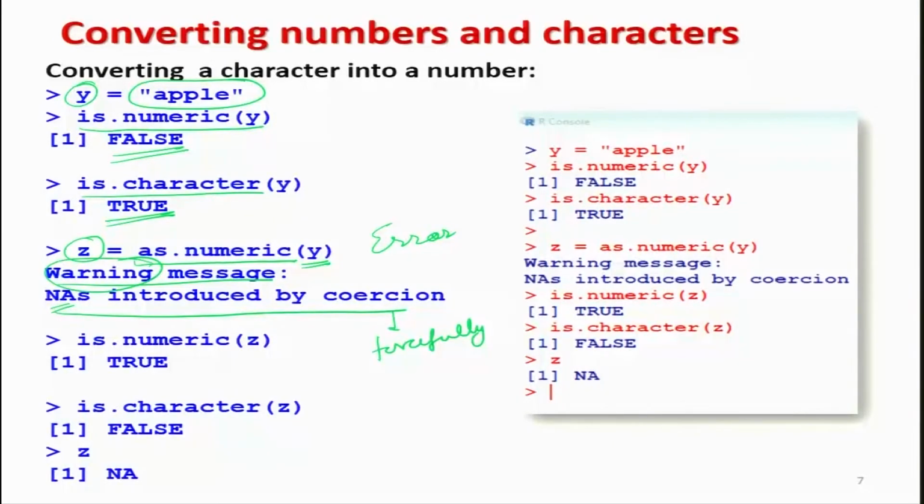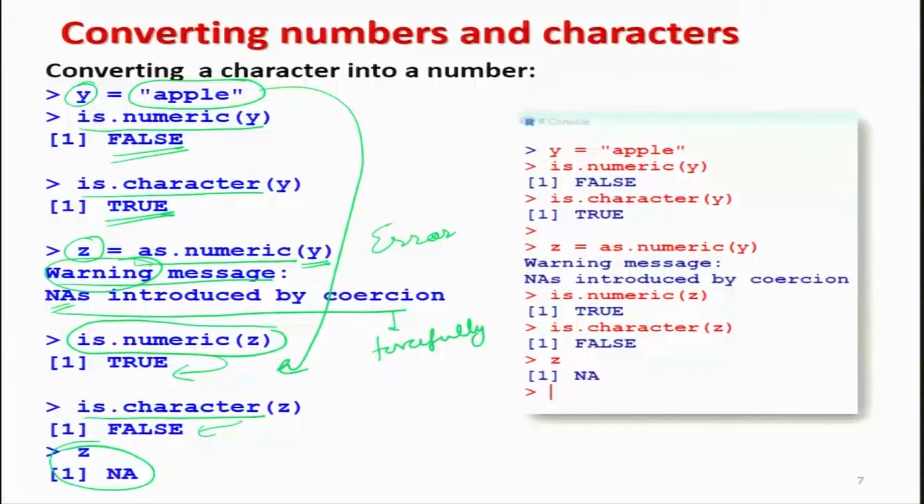So now if you try to see here, is.numeric(z), it is telling you yes, now z is numeric. But in case you try to find out the value of z, now tell me one thing, you are trying to convert apple into a number. What do you expect? Is it possible? No. That is why, when you are trying to do it forcefully, z replaces this word by another value which is NA. And in case you try to see here, is it a character? Answer is false, because NA is not actually a character.